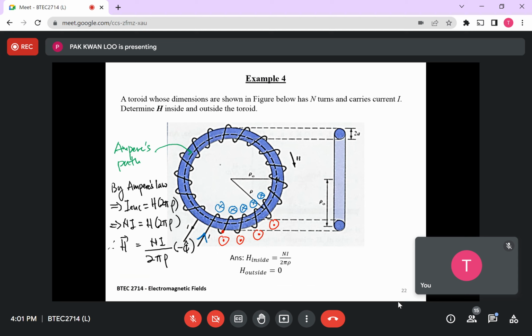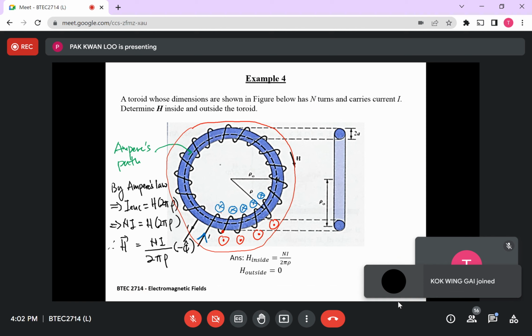So what about outside? Now if I define the Amperian path enclosing the entire toroid, I have the same amount of current going into the page and coming out from the page. So therefore outside is 0.